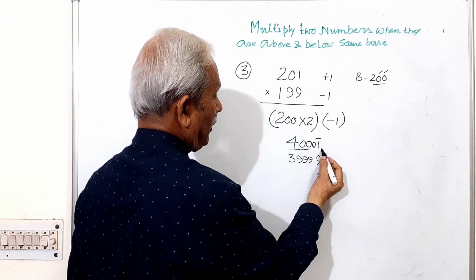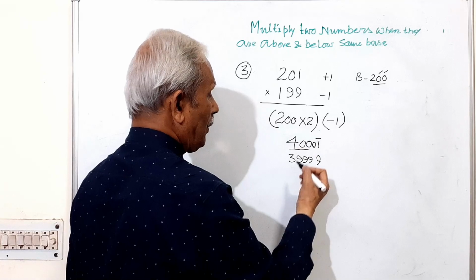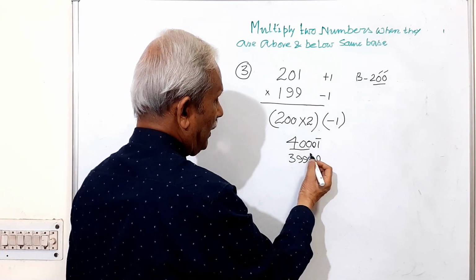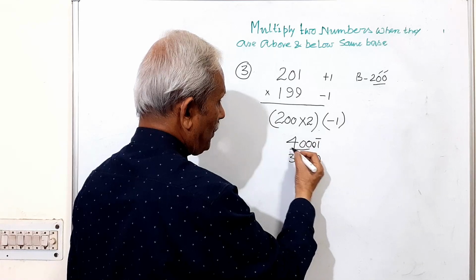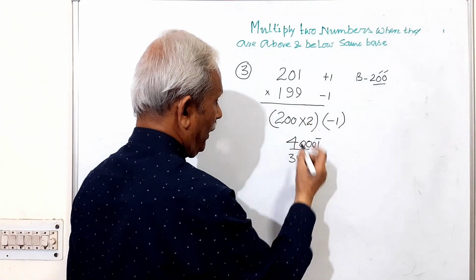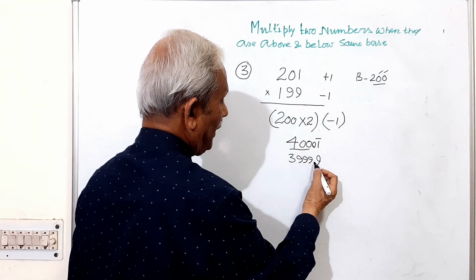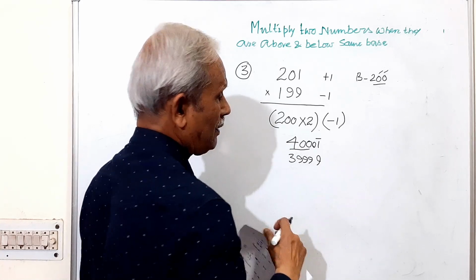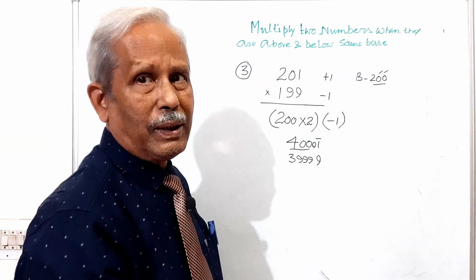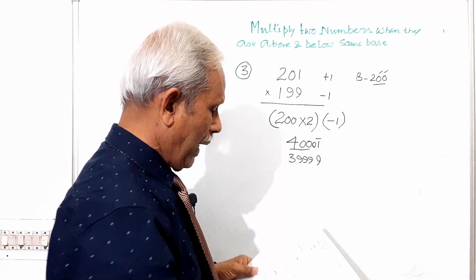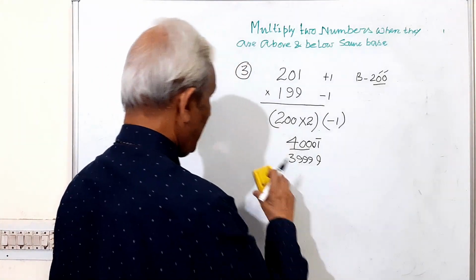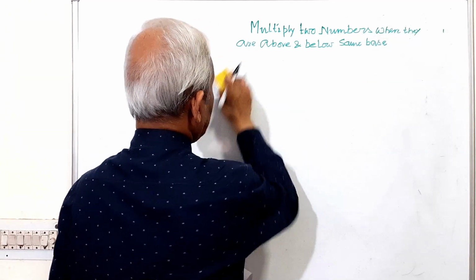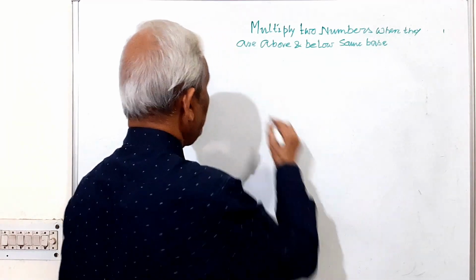0, 1 bar. Now we have to devinculate or remove the bar. So 10 minus 1 is 9. And the next part of the total number 400 is to be reduced by 1. So it becomes 399. The total answer is 39,999. That is the answer. I hope you have understood it. It's quite simple. You just practice it. Once you practice it, you can understand it very clearly. No issue at all. Let us see the next question, the fourth question.